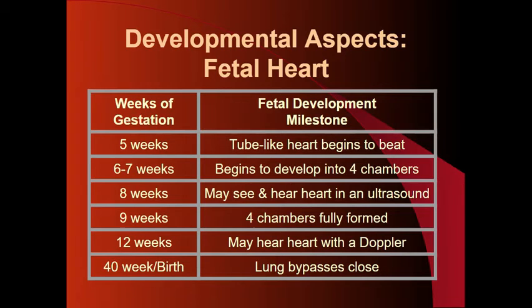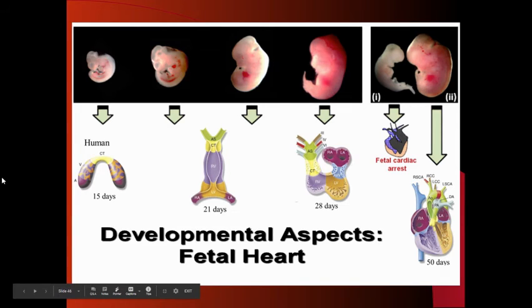At about 8 weeks, it is possible to see and hear the heart in an ultrasound. By 9 weeks, the 4 chambers are fully formed. By 12 weeks, you may be able to hear the heart with a Doppler. And at 40 weeks, or at birth, the lung bypasses should close. Here we are showing the different developmental stages of the heart and the fetus at those different stages.